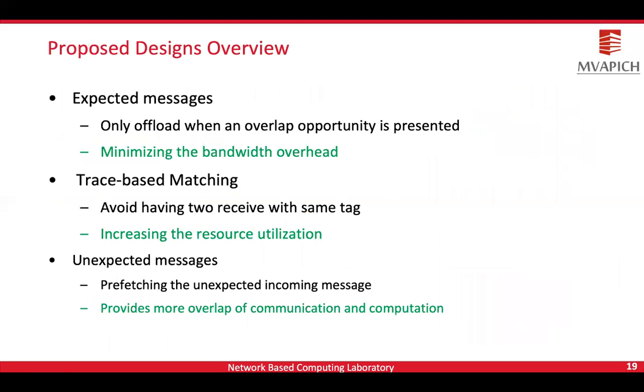Now we would like to talk about our proposed design. So basically, since we have three challenges, we have three different designs. One for expected messages, which tries to minimize the bandwidth overhead. Another one is a trace-based matching design, which tries to increase the resource utilization. And the last one is regarding unexpected messages, in order to provide more overlap of communication and computation.